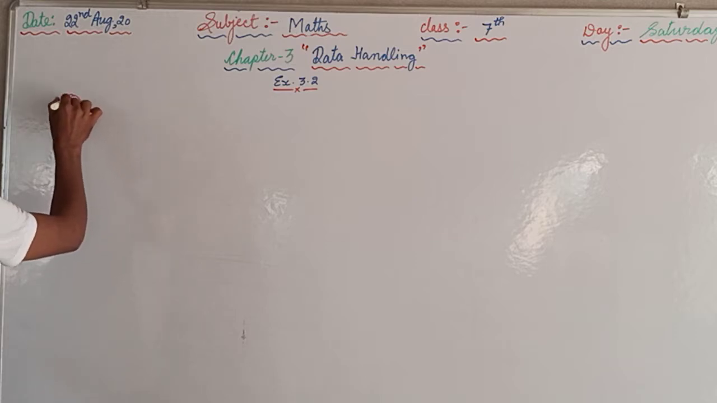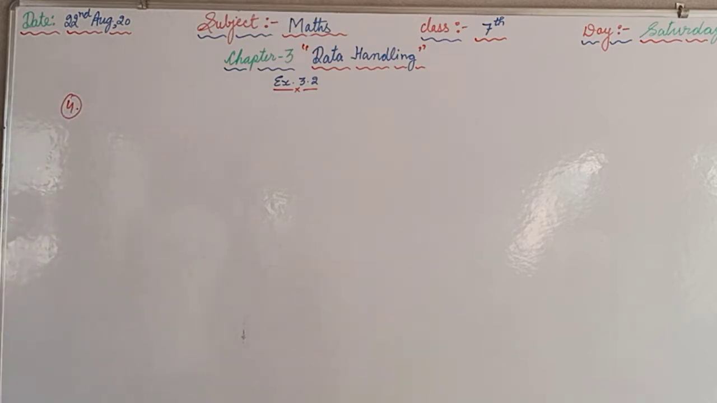As I told you, you are supposed to keep your textbook with you whenever you are watching the videos. So you are supposed to open your textbook, page number 68, and read question number 4 of exercise 3.2. The question is: find the mode and median of the data. Now the data is given.